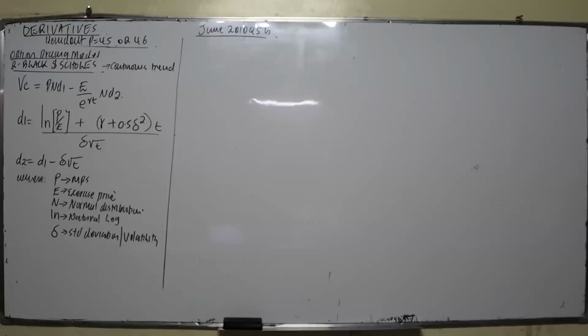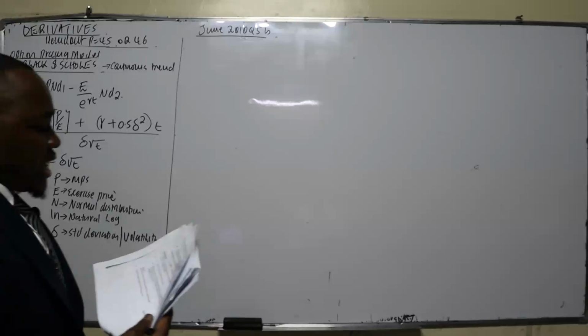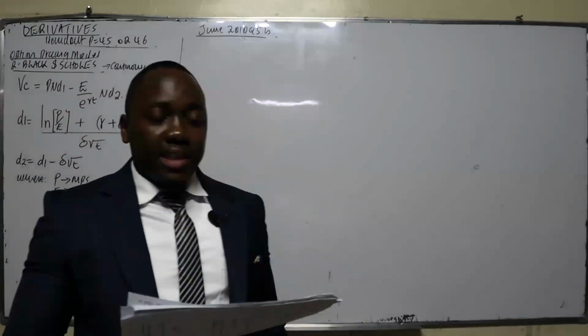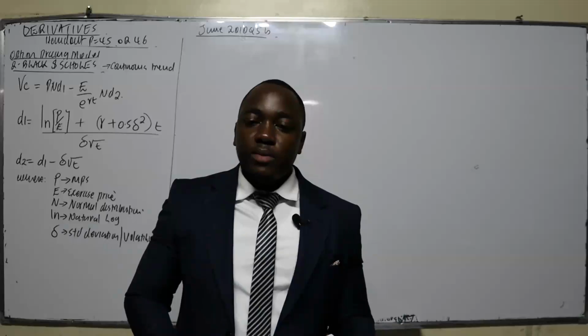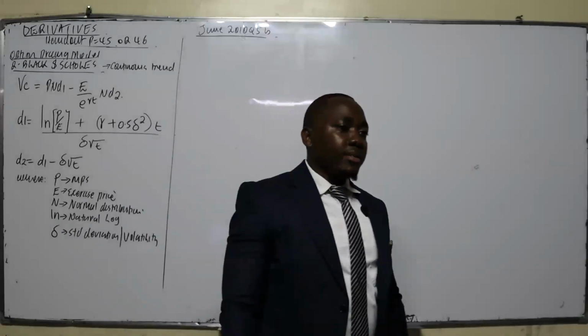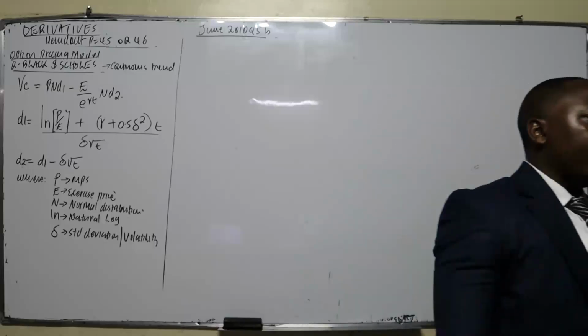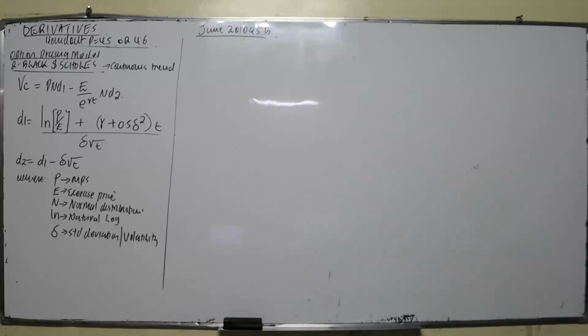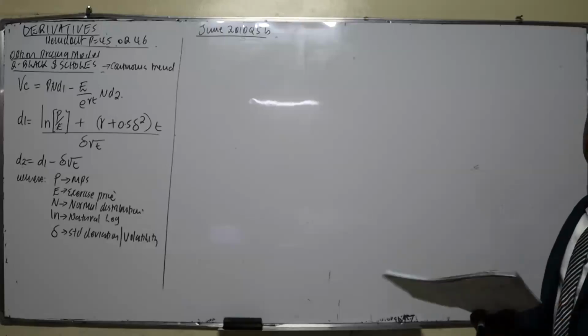We start with part A of the question. No, B, part 1. Explain the key factor that affects the value of the option. Which are those factors that affect the value of the option? Exercise price, time to maturity, standard deviation, risk-free rate, time to maturity. Let's go to part C of the question.